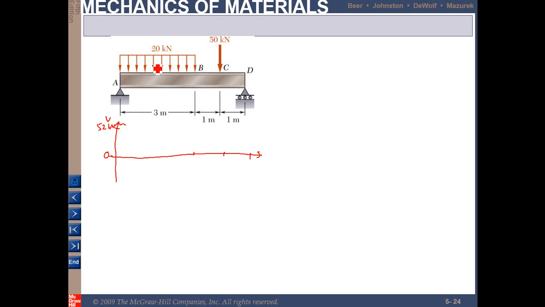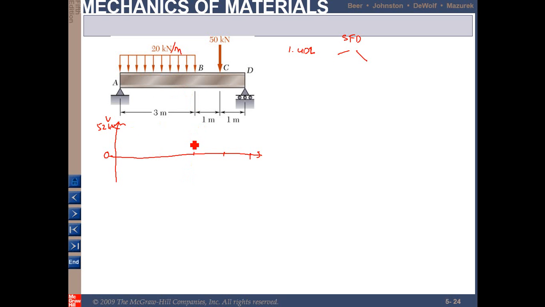But because this is a uniform distributed load, a UDL, the SFD will become inclined, either like this or like this. But because the UDL starts from 52 kilonewton and then gradually decreases, since this one is 20 kilonewton per meter, it will become decreasing.